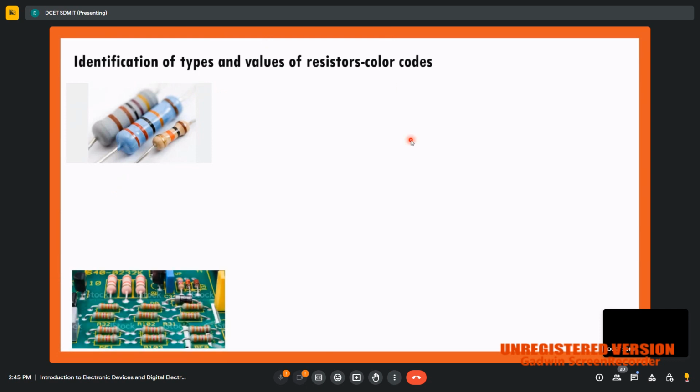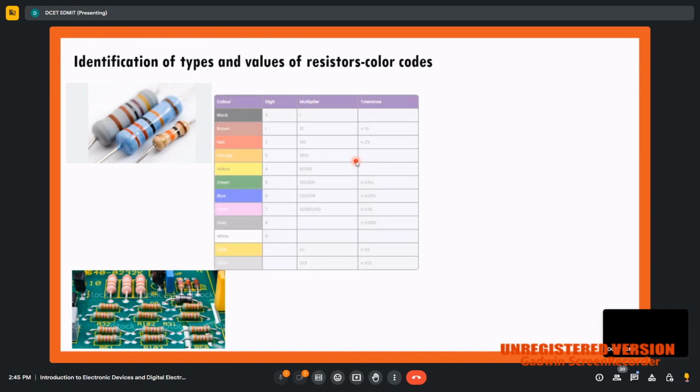So here I think this is one of the circuit boards. This is a picture of a circuit. In that circuit there are many resistors. Here you can observe this is also one resistor. These are all resistors. Now I need to learn the concept of how to find the value of a resistance based on the color code.